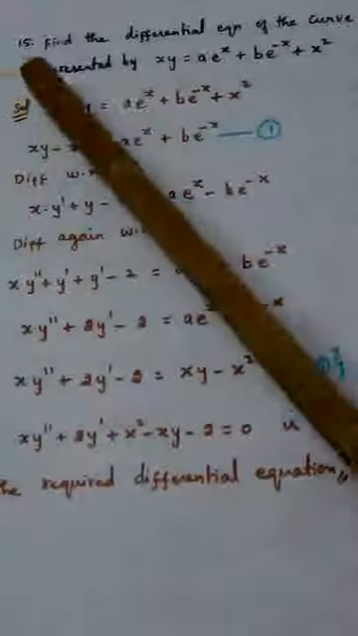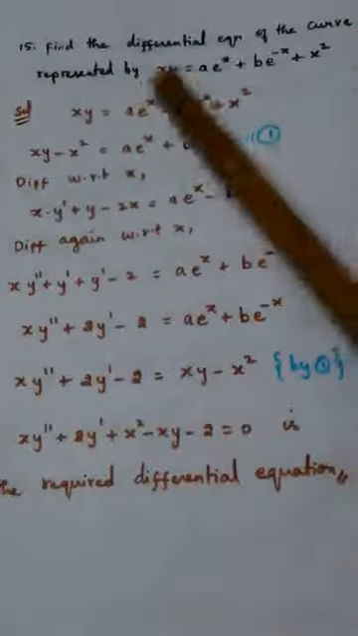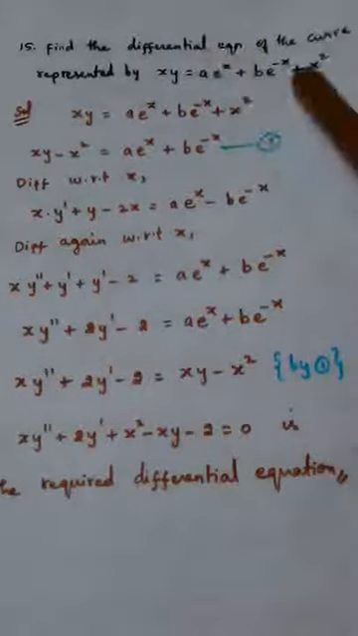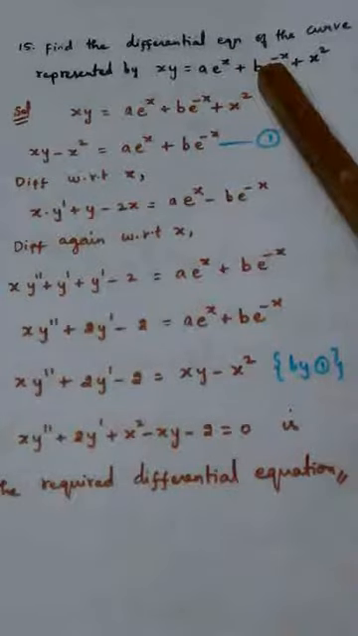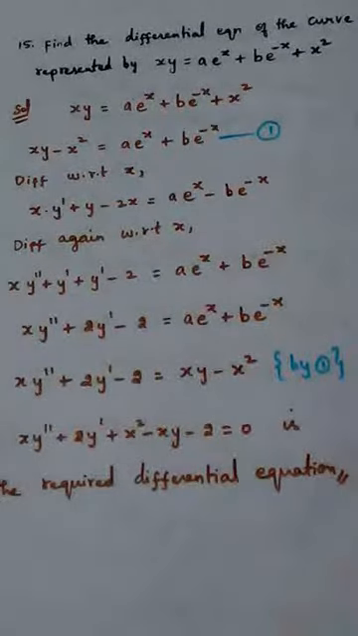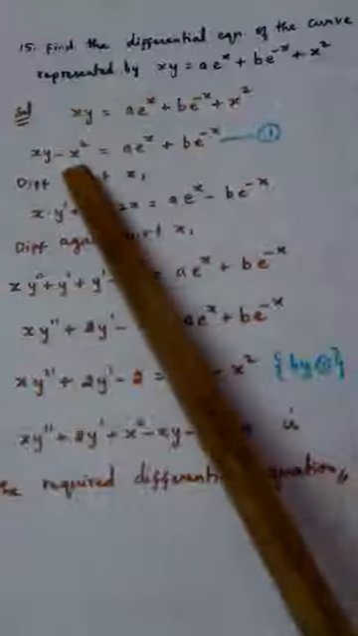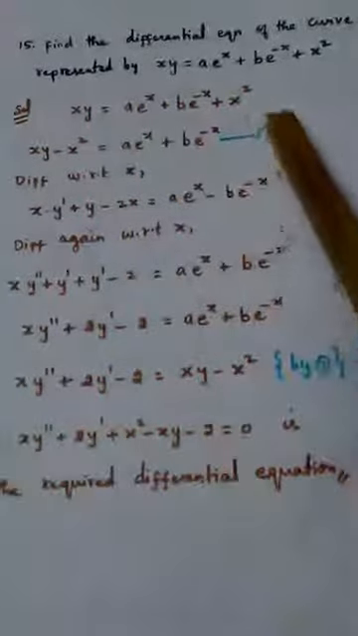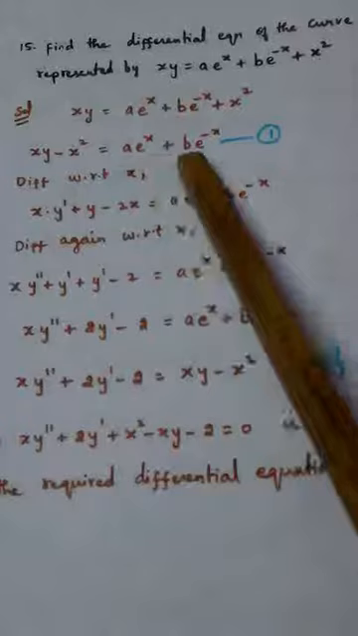Question number 15. Find the differential equation of the curve represented by this equation. So we need to frame a differential equation for this curve. Clearly small a and small b are the arbitrary constants. Therefore, how many times do we need to differentiate? 2 times. So first we are writing the question once. Here, this x square is taken to the other side. Xy minus x square is equal to, these two terms are written, and this is taken as first equation. Now we are differentiating with respect to x.